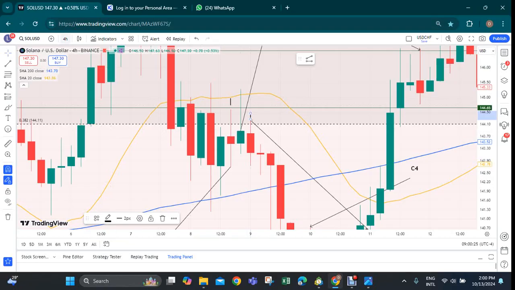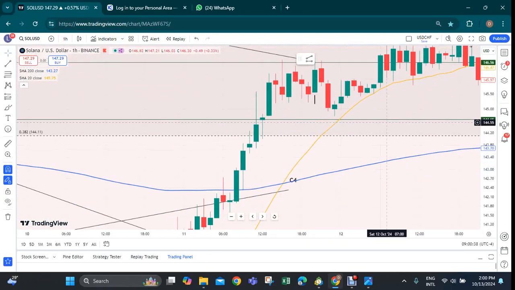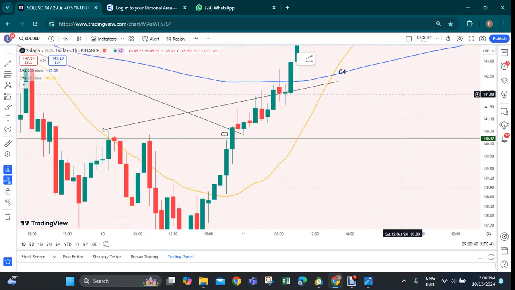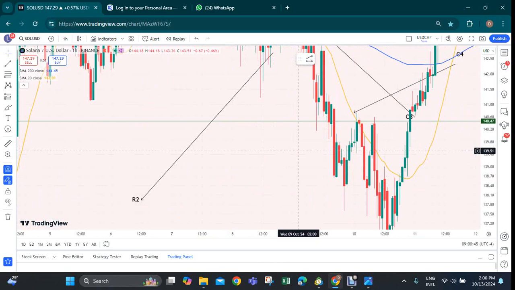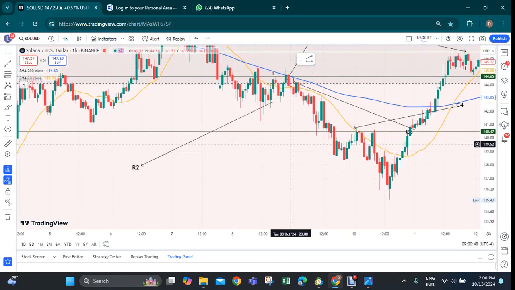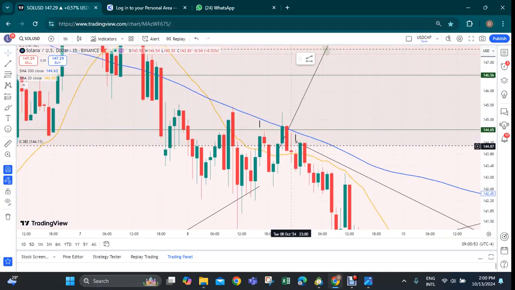So now we go to the 1 hour time frame, so we can know about this 4 hours candlestick, which was 12 o'clock in the morning. So we go to 1 hour. Now you can see Wednesday, 09 October 2024, 00:00. That is 12 o'clock in the morning.